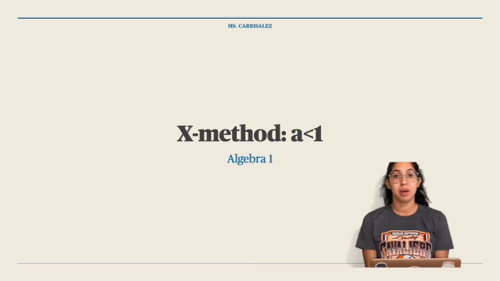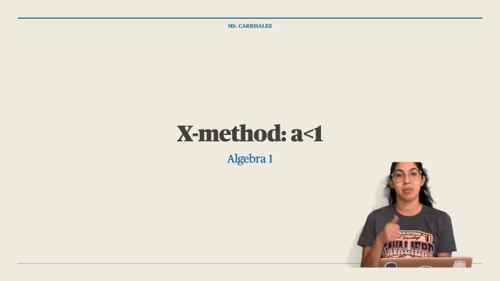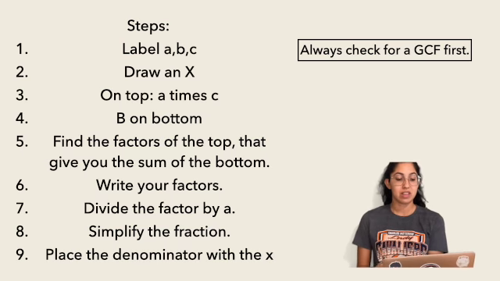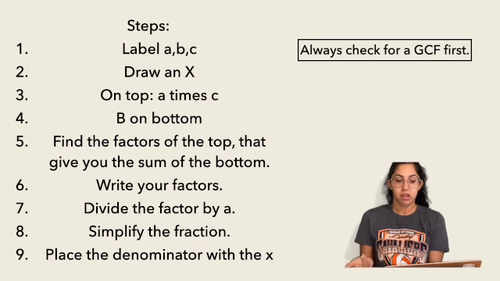Today we're going to be talking about X method where A is greater than 1. So we've already done X method where A is equal to 1. Now we're kind of putting those extra steps on it. So first thing to do is write down all your steps. That way you have them, so if you get confused, you can look back to them.